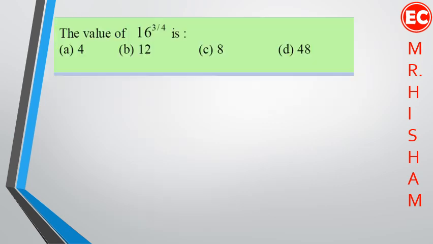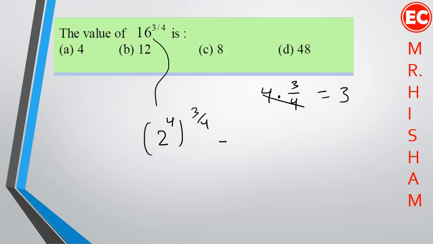16 power 3 quarters. 16 can be written as 2 to the power 4, power 3 over 4. So I'm going to multiply 4 by 3 over 4, which gives me 3. So it's 2 power 3, which is equal to 8.